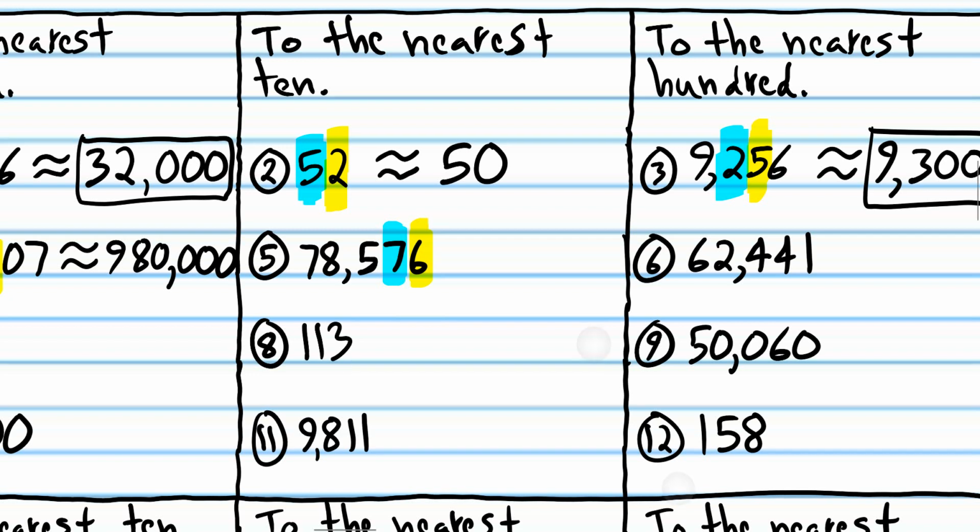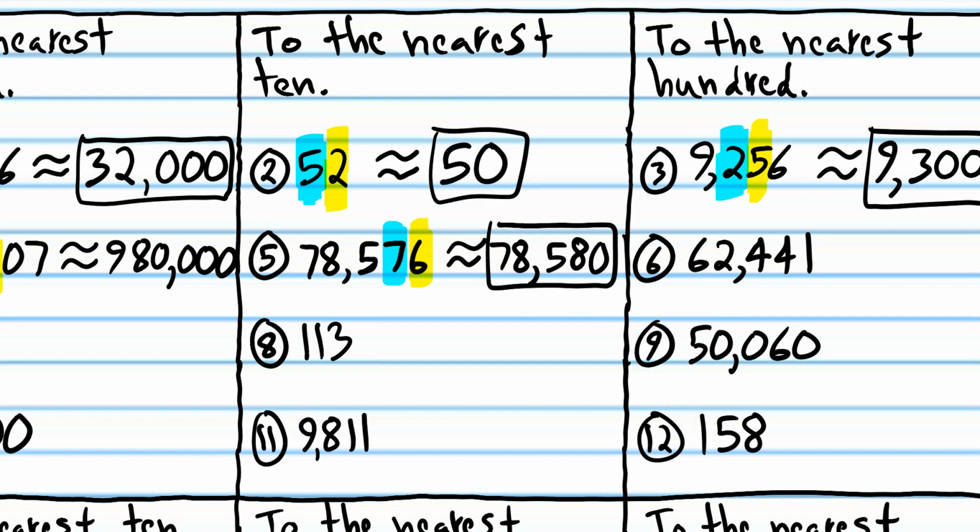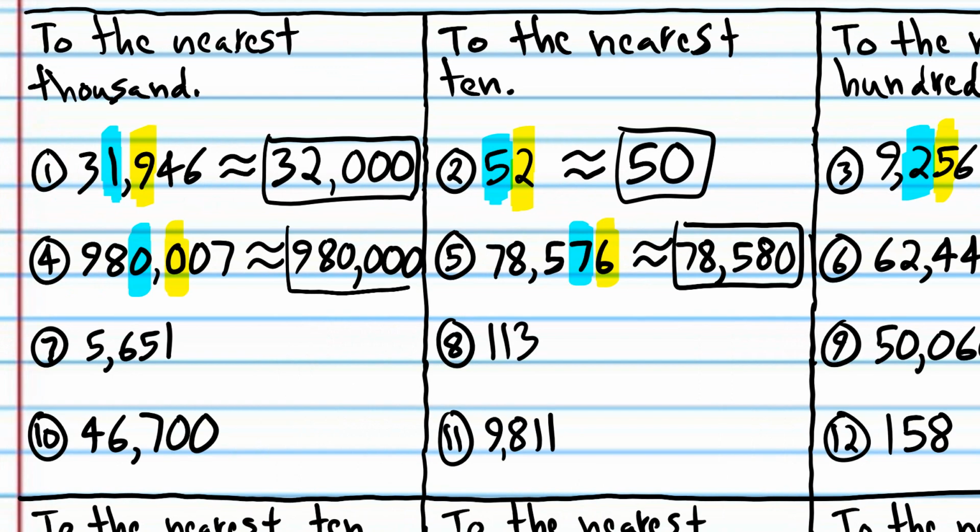So we make the 7. Let me write the other numbers first. We make the 7 go up, the blue number go up to 8, and the other numbers, the yellow numbers and all the numbers to the right, they go to 0. Whoops, I forgot to rectangle that one. And I forgot to rectangle this one. Don't forget to rectangle your answers.